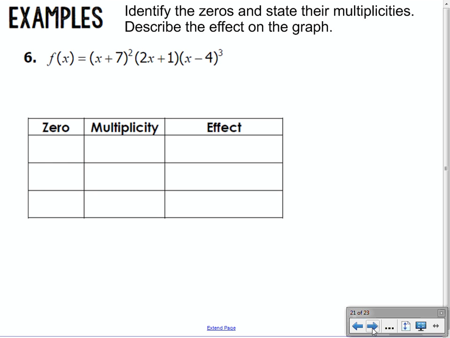So let's say we have this function here. It's already in factored form. Let's find the zeros, their multiplicities, and the effect that it has on the graph at that point. So let's rewrite this. If I have x plus 7 squared, that means I have two factors of x plus 7. I have a single factor of 2x plus 1, and I have three factors of x minus 4.